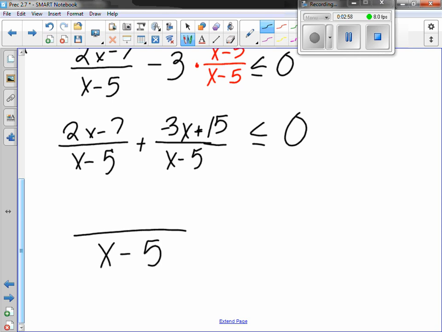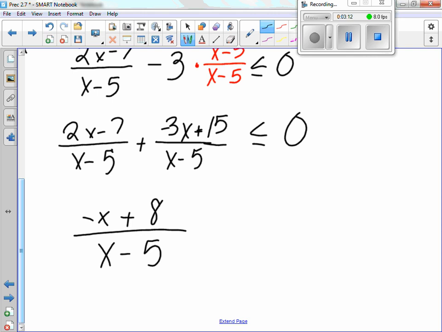Because at this point, we can do 2x plus negative 3x, which is negative x. Negative 7 plus 15 is plus, because a negative and a positive, 15's bigger, so it ends up being positive. Any questions on how we combine those? Does that make sense?